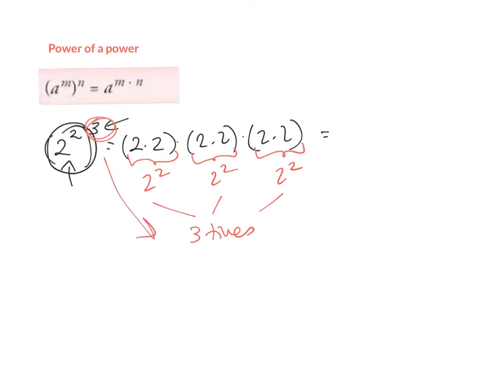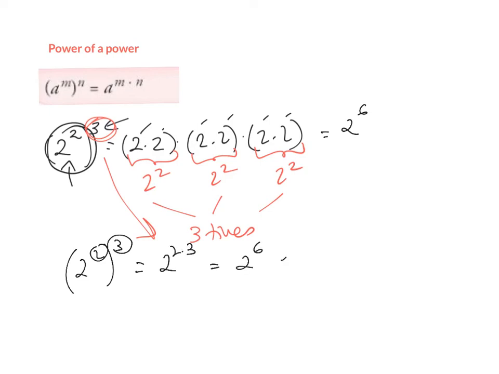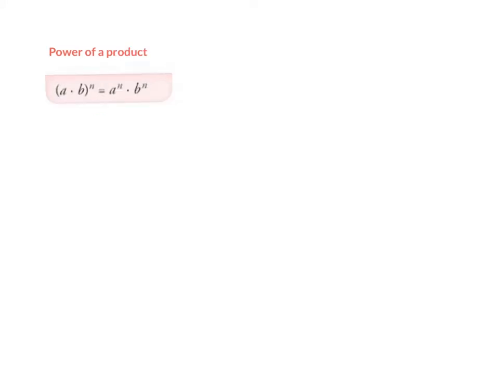So in total, how many 2's do I have here? 1, 2, 3, 4, 5, 6. 2 to the 6th. So when we have a power of a power, we can multiply the exponents, 2 times 3, which would be 6, and we get the same result. This is what this property is telling us. Fourth property, the power of a product.